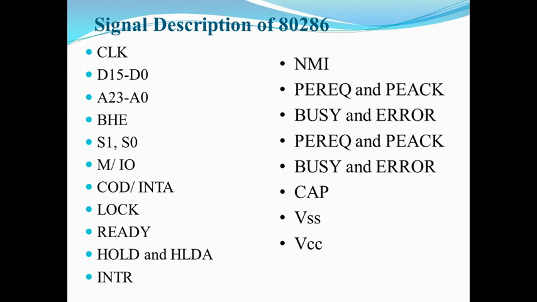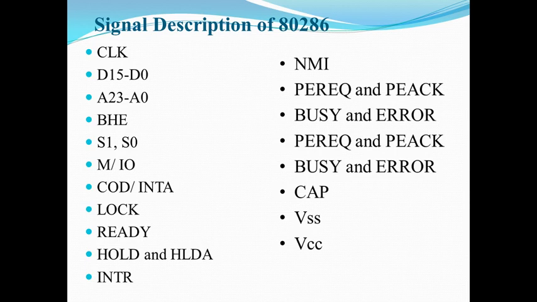Next, ready. In order to synchronize with slower processors, this pin is used. This is again an active low input pin used to insert wait states if slower processors have not completed their previous operation yet. So this ready pin indicates that they are not ready. This will insert wait states into the bus cycle and prevent the microprocessor from going to the next operation.